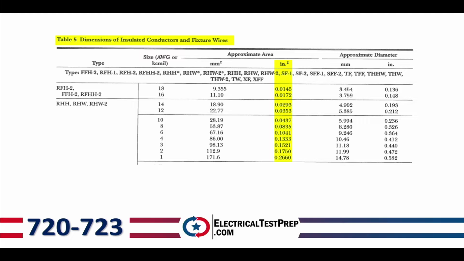Now, different types of insulation will have different physical characteristics. So RHH, RHW, RHW2, those are all the same size, but that's going to be different than a THHN. And so we have things grouped together as to the ones that are the same size and the ones that are different, okay? So again, we want to get our approximate area in square inches.